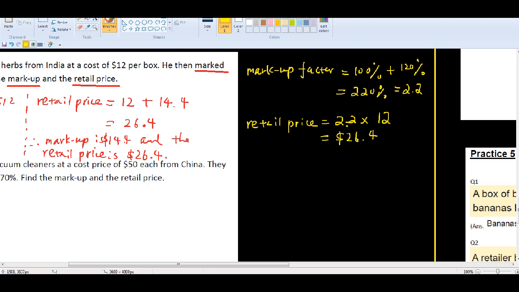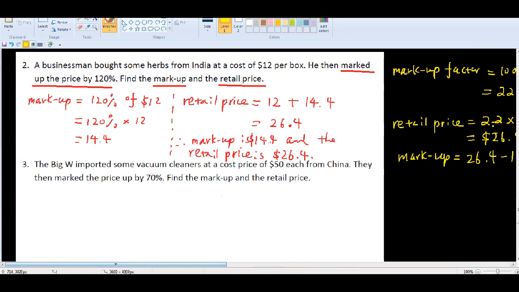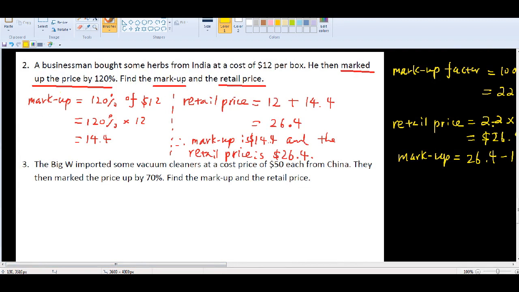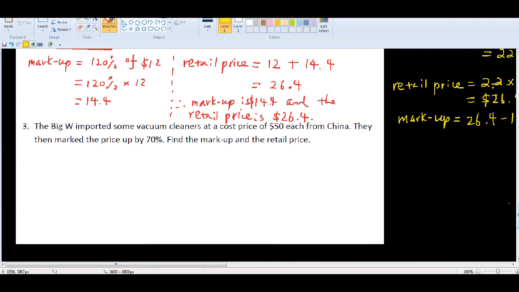So you will still get 26.4. Then you could find the markup by using the retail price take away the cost price, which is now 14.4. So you see the answers agree. You see that different approach. So I would like you to learn the first approach, which is more similar to the percentage increase.